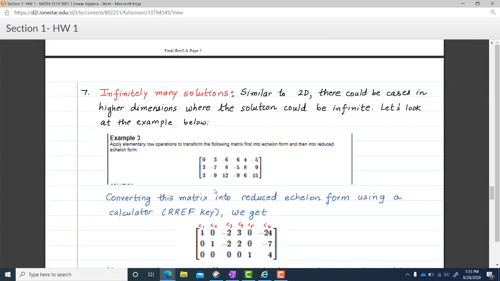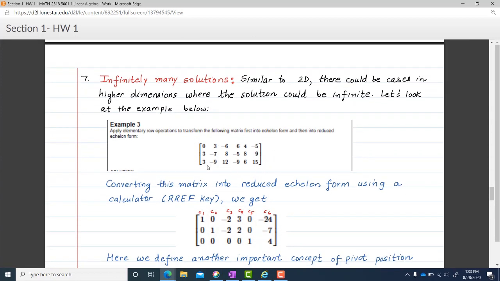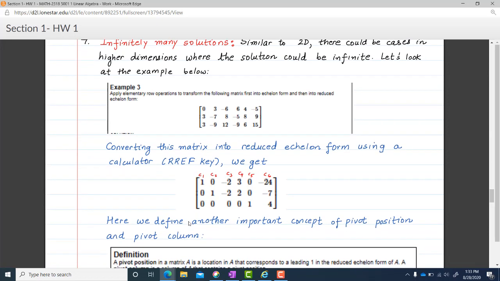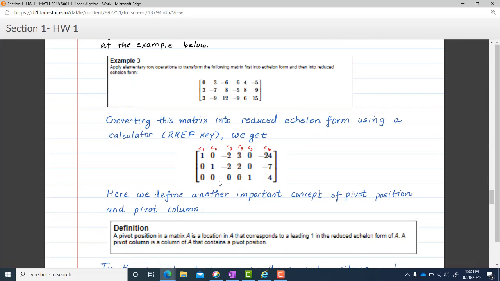Now, in the case of infinitely many solutions, suppose this is an augmented matrix given, which is 1, 2, 3, 4, 5. So a 3 by 5 system, 3 equations and 5 variables. And of course, the last one is the column of constants. Converting this matrix into reduced form, I have used RREF from the calculator, and that's what we get. That's how the matrix looks, and that's your reduced echelon form right here, because you can see the leading entries are 1, and wherever those leading entries are, all the other entries are 0, right?